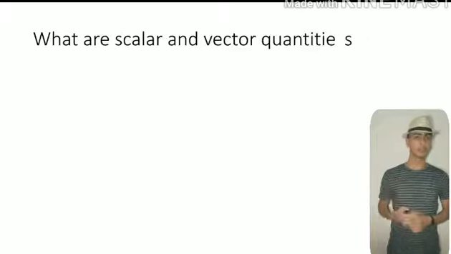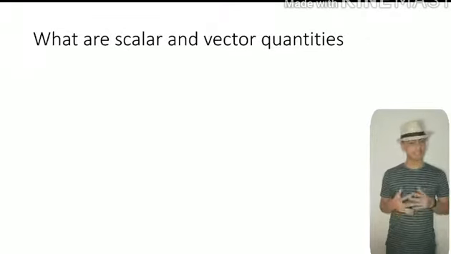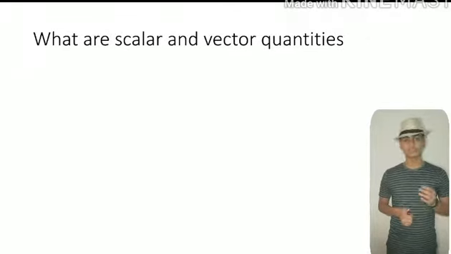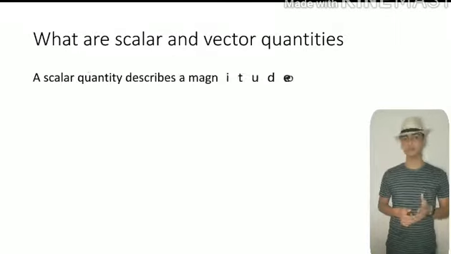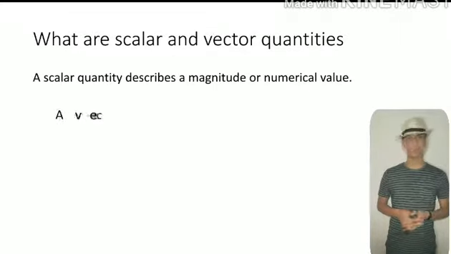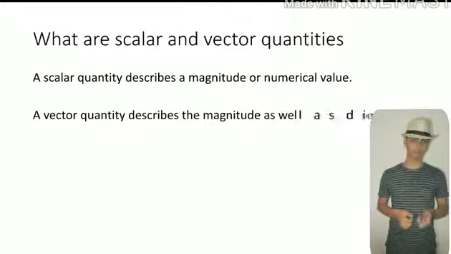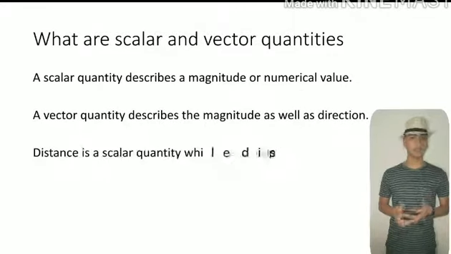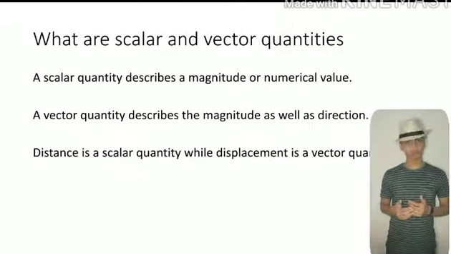So talking about the next topic, what are scalar and vector quantities? A scalar quantity describes a magnitude or a numerical value, whereas a vector quantity describes the magnitude as well as the direction. Hence, distance is a scalar quantity and displacement is a vector quantity.